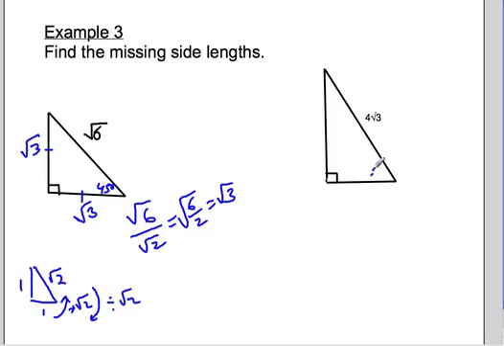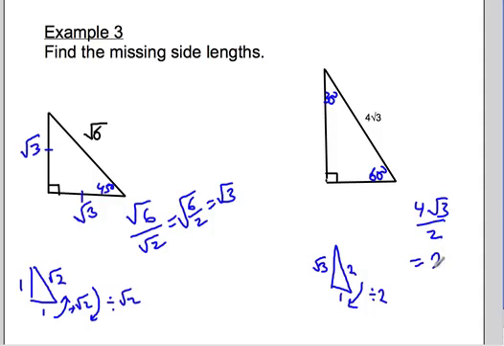And here we have what should be labeled a 30, 60, 90 triangle. And we have the hypotenuse. So remember, it's always in this ratio. 1 for the short leg, 2 for the hypotenuse, root 3 for the longer leg. We have the hypotenuse, and we want to get to the short leg, so we will have to divide by 2. So that's what we're going to do here. We're going to do 4 root 3 divided by 2, which equals 2 root 3. So we have 2 root 3 for our shorter leg.